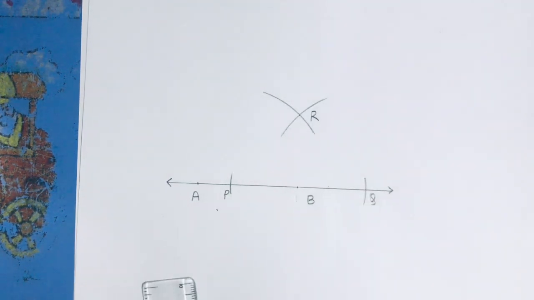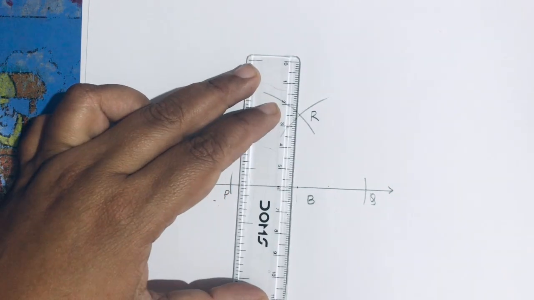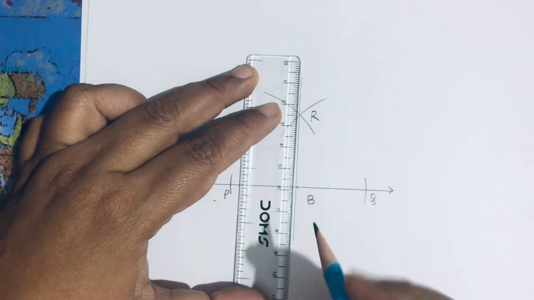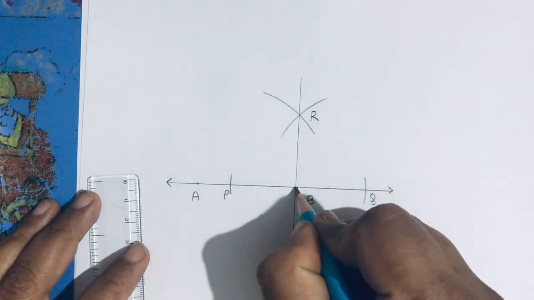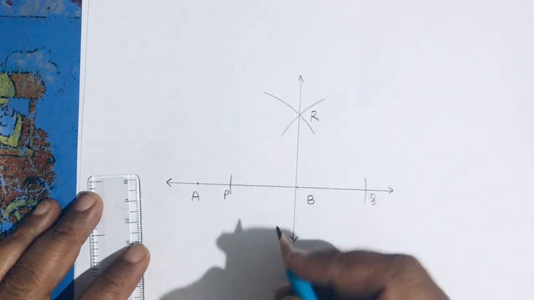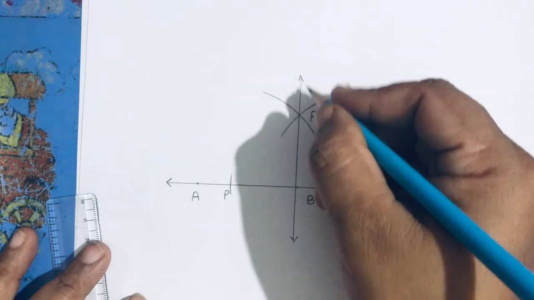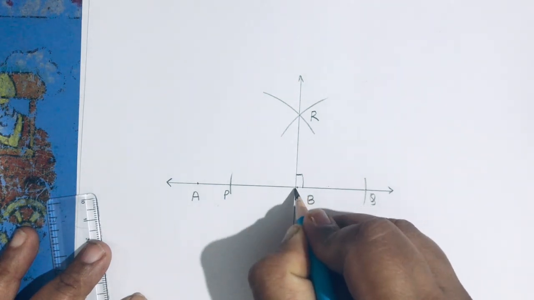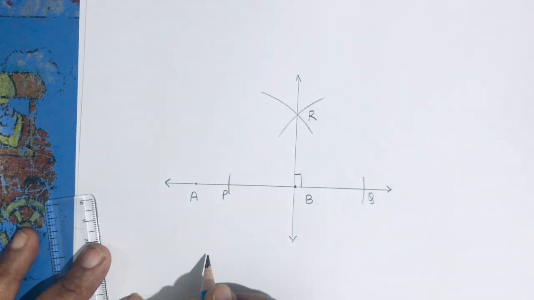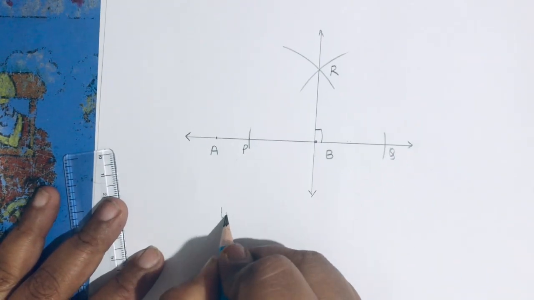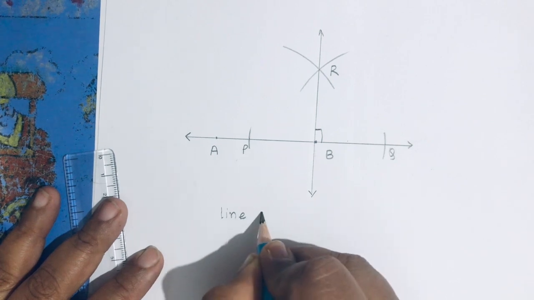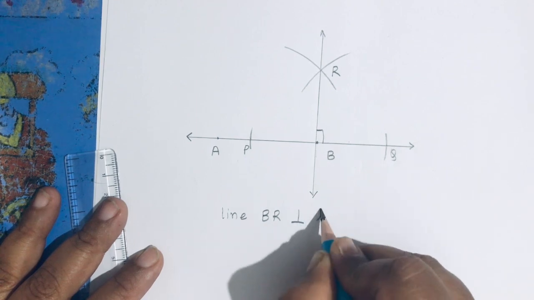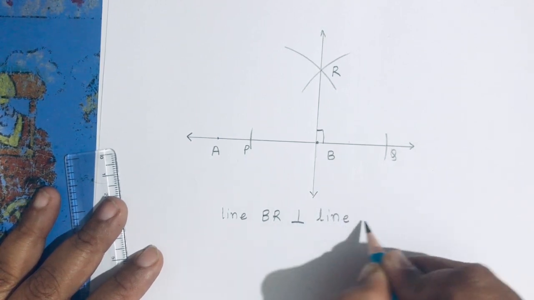Draw a line passing through point B and R. You need to draw a line passing through the points B and R. So the line BR is perpendicular to line AB at the point B. So line BR is perpendicular to line AB.